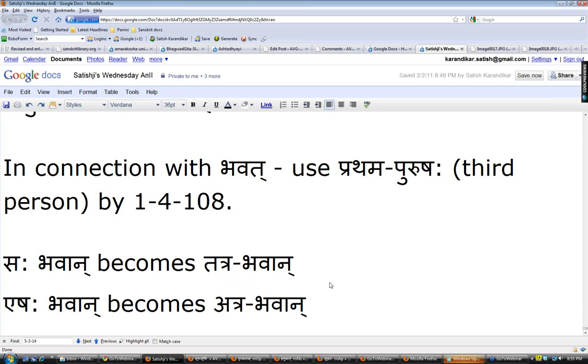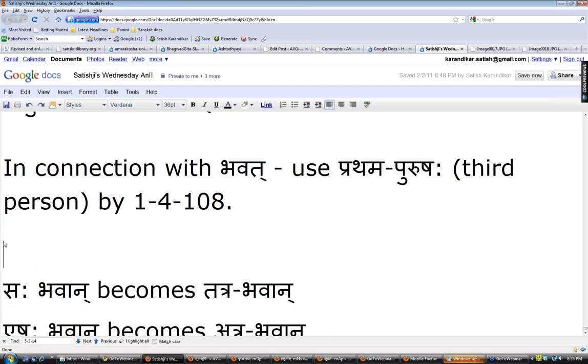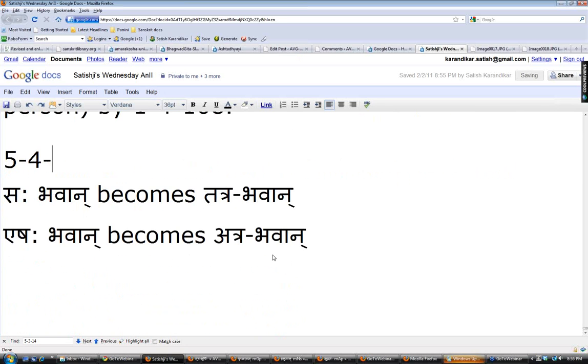So we are using 5-3-14, Itarabhyopi drishyante, which means that the saptami and even the panchami affixes can be used to express other vibhaktis, not just the intended saptami or panchami respectively. So 5-3-14. Now, we're almost out of time. So tatra and atra, derive these forms.